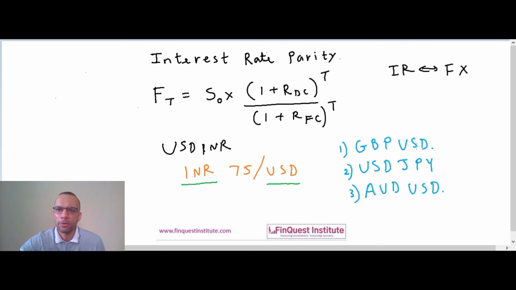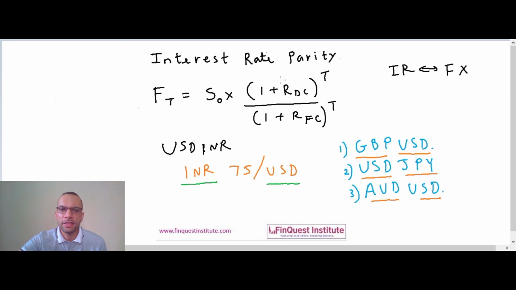If we have a British pound and USD, it's a GBP USD pair. In this case, GBP is assumed to be the foreign currency, USD is assumed to be the domestic currency. If we have a USD JPY pair, then USD is assumed to be the foreign currency, JPY is assumed to be the domestic currency. If we have Australian dollar versus US dollar, then AUD is assumed to be the foreign currency, USD is assumed to be the domestic currency.